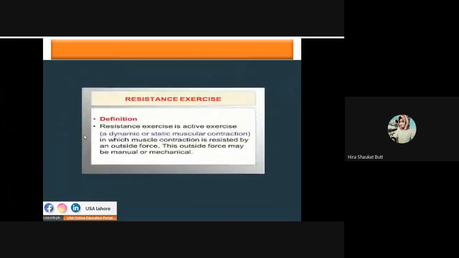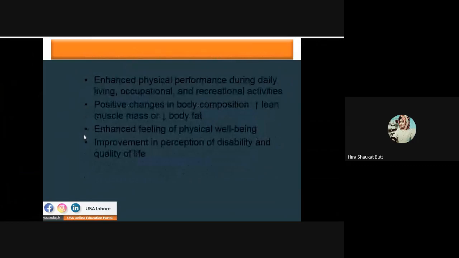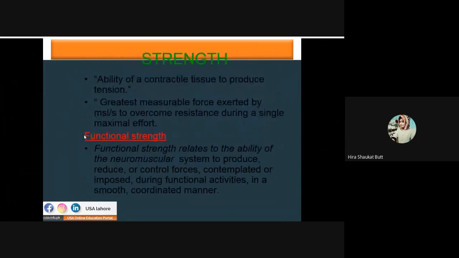So let's discuss the components first of the muscle performance. Afterwards, we will go back to the definition of resisted exercises.